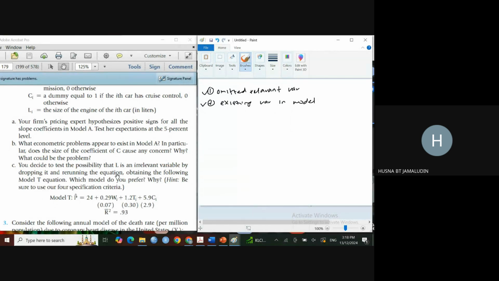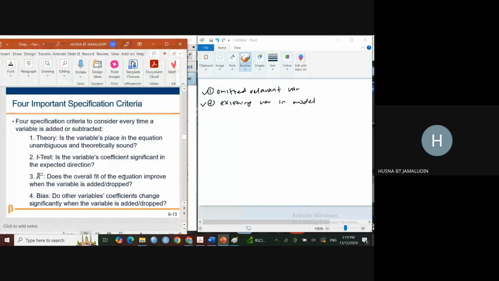So now you rerun the equation. If you can see here, they put a hint: be sure to use our 4 specification criteria. Remember, when you want to add or drop variables, you have to refer to our guideline. So we have 4 guidelines for specification. What are the guidelines? You have to remember them by heart, because whenever the question asks whether we should add this variable or drop this variable, you have to refer to this.